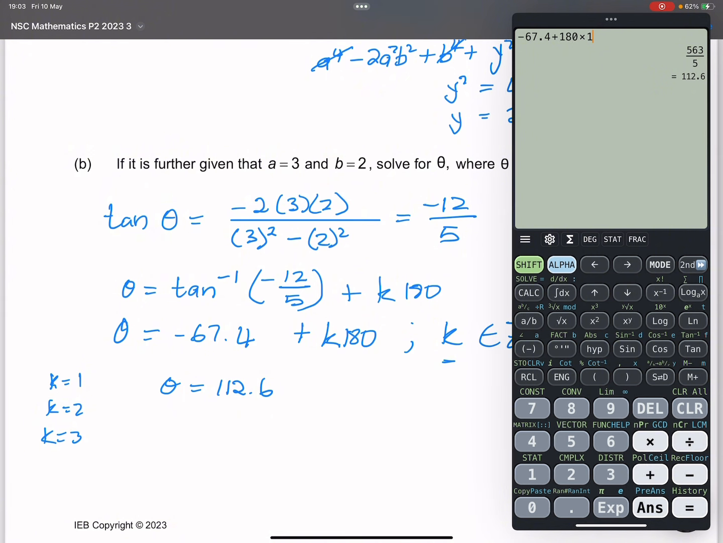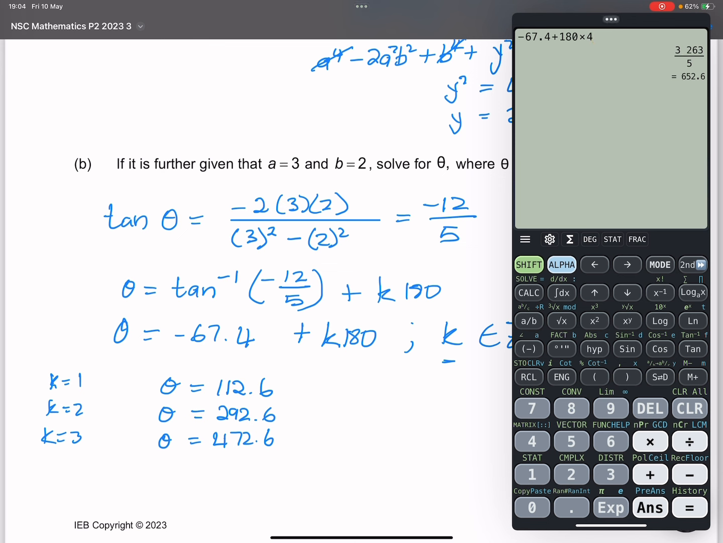Let's put, if we say k is 2, I get theta is equal to 292.6. If I say times 3, that would be 472.6. Let's see if 4 is within range.